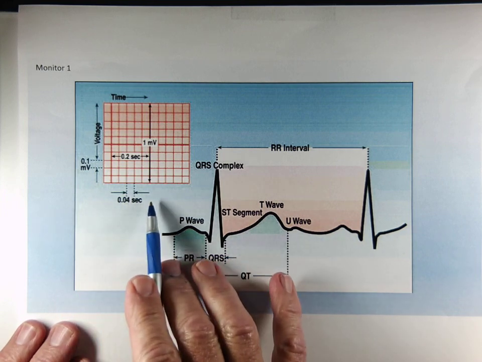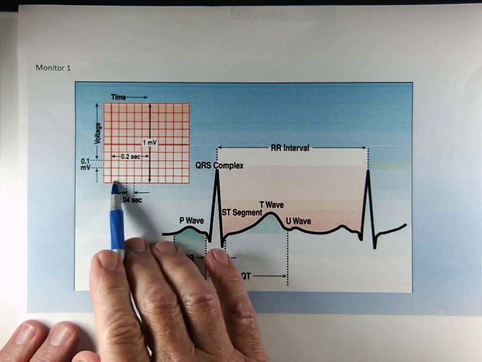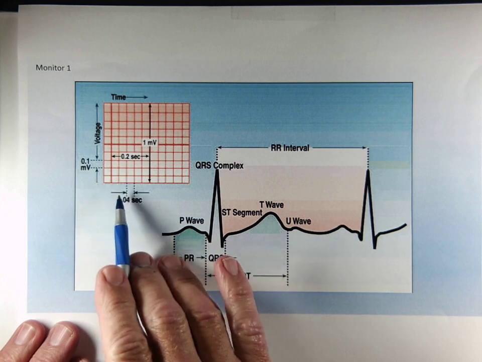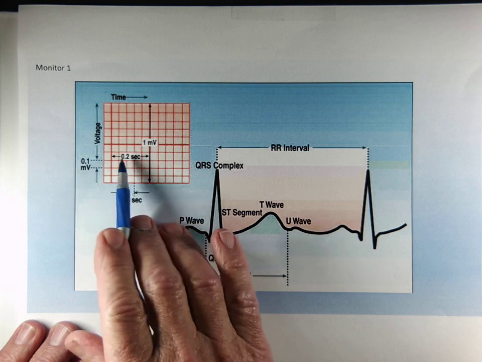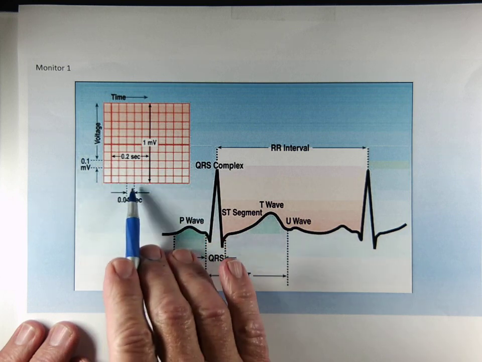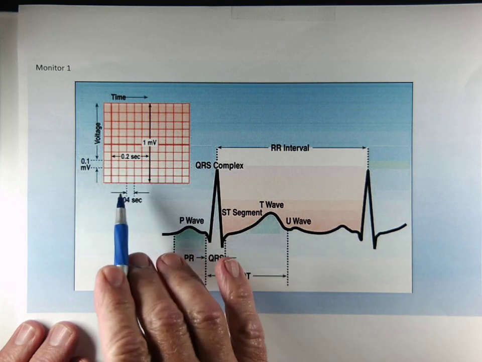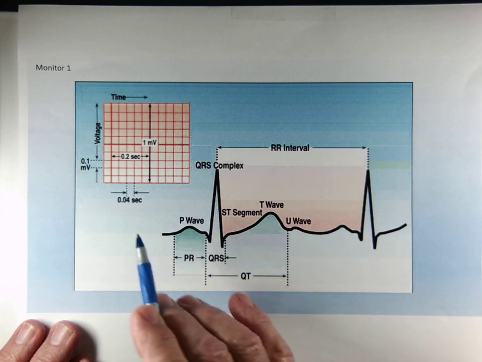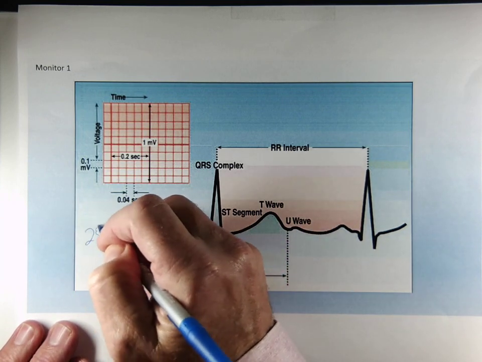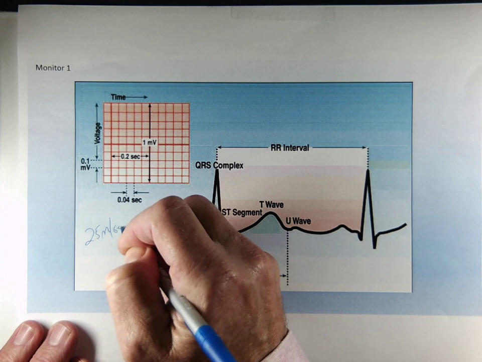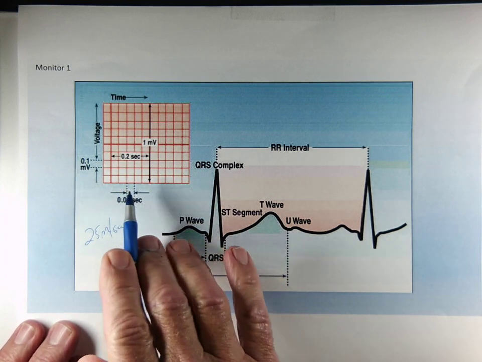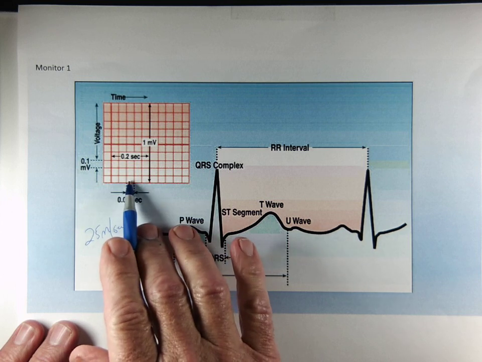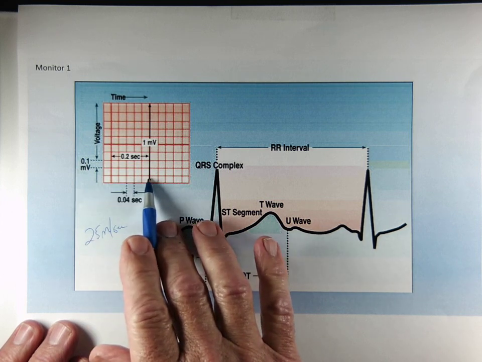But in terms of the horizontal axis, we have little boxes, which are 0.04 seconds. Five little boxes make up one large box, which is 0.2 seconds. We know that because that's the way the paper's designed, and we know that the machine is running at 25 millimeters per second. So 0.04 seconds is a small box, and 5 of them together make a large box.